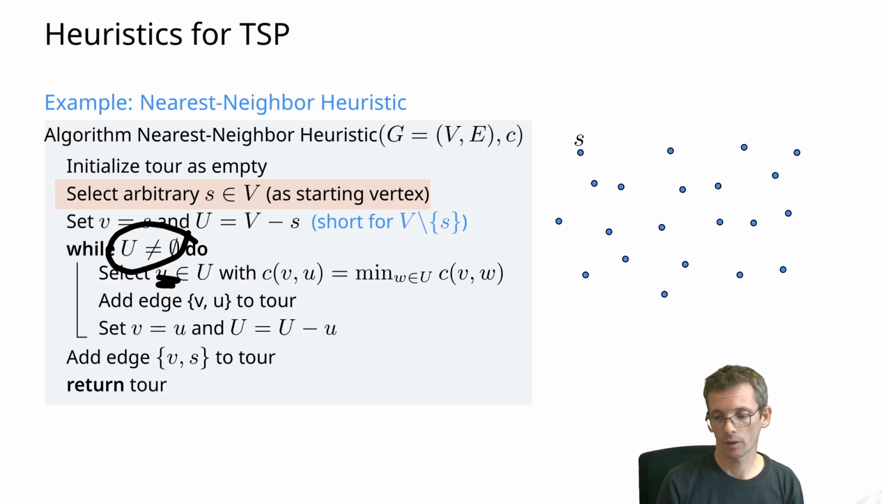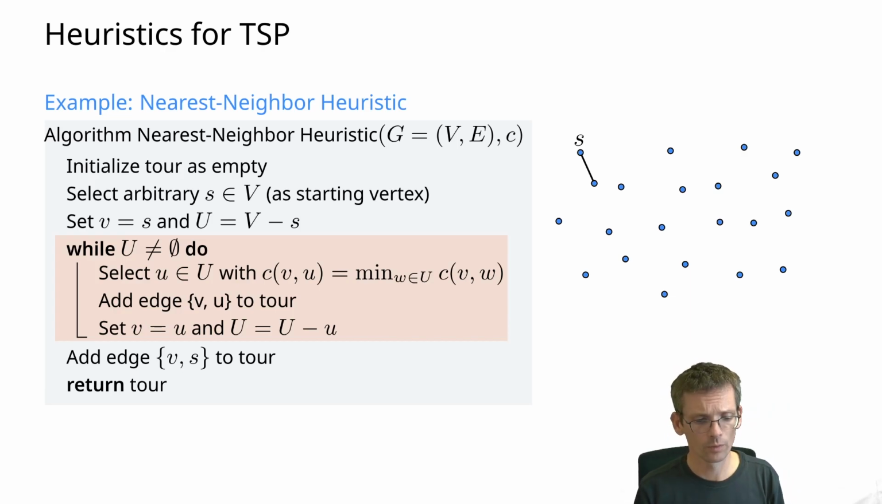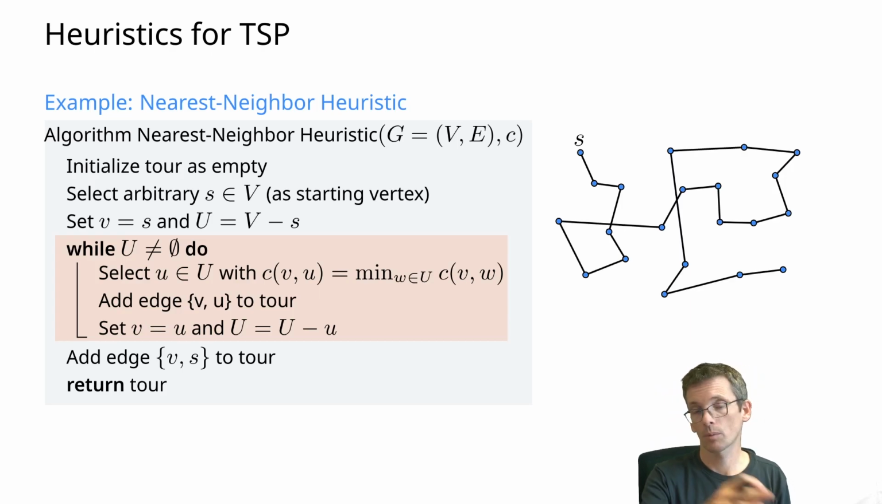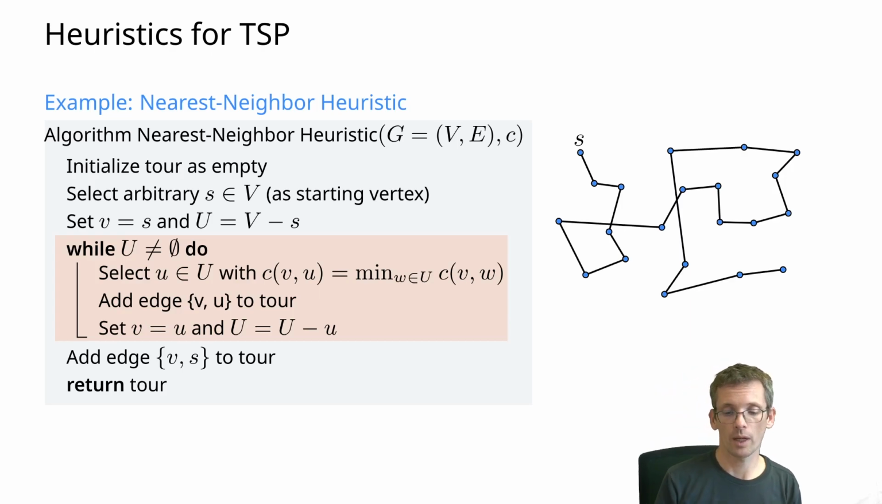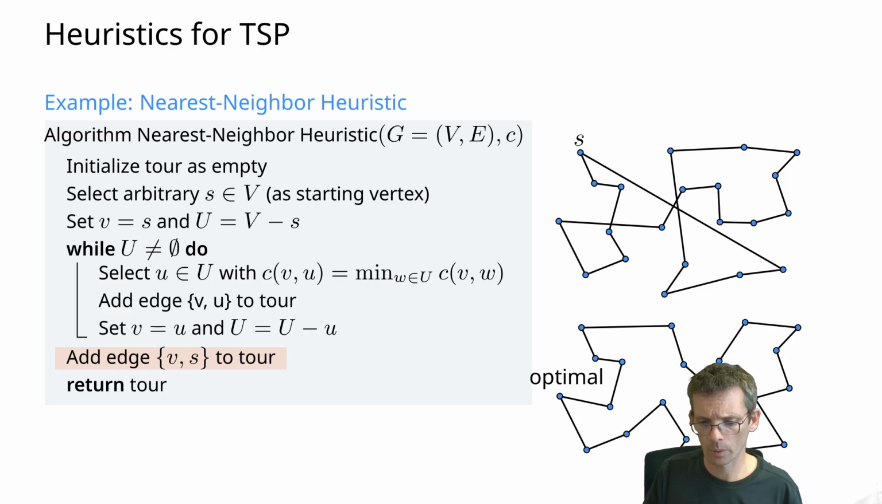We add the corresponding edge to the tour, so here we would add that edge here, and then we will move that vertex U, now we visited it, from big U and make it the new current vertex V. We continue doing so until we visited everyone. At the very end, we add an edge back to S. That's the tour that we would be getting here. Quite obviously, it's not optimal. Optimal tour would have looked like this.